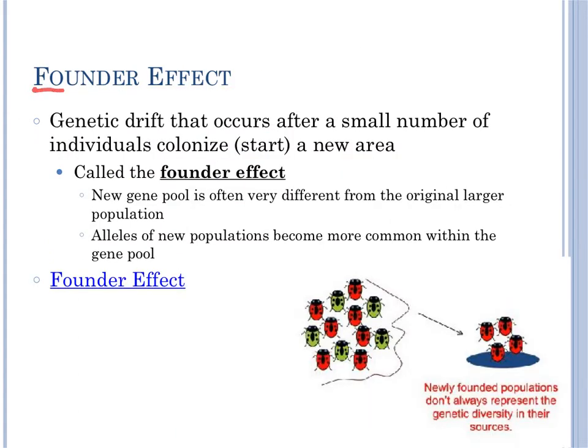Another one of these is called the founder effect. Genetic drift that occurs after a small number of individuals colonize, meaning start a new area. The gene pool is often different than the original larger population because it doesn't represent the entire population.